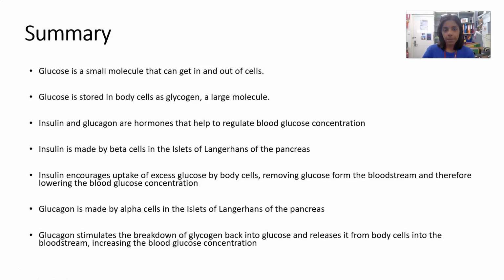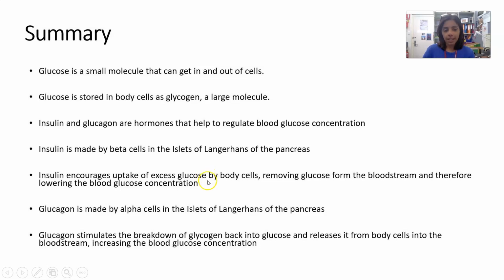Insulin is made by beta cells in the pancreas. Now, they are made in a specific area of the pancreas called the islets of Langerhans. The same location is where glucagon is found, but we'll talk about that in a second. Insulin encourages the uptake of excess glucose by body cells, removing glucose from the bloodstream and therefore lowering the blood glucose concentration.